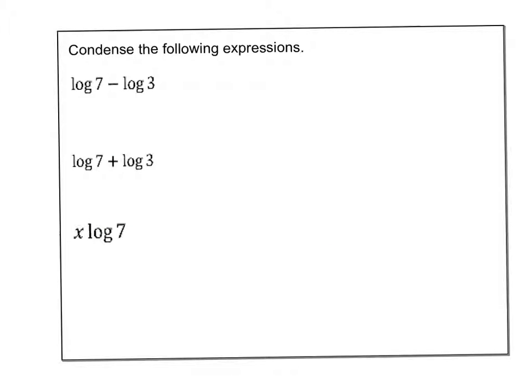So in these examples, we're condensing the expression. We're going to make them shorter or smaller. When something gets condensed, it's going to shrink. So if it's long like this, you want to look at that middle math expression. So here it's subtraction. So subtraction then turns into division. It's the opposite. So here we'll have log of 7 divided by 3. And you can just leave it just like that. And notice there's no base here, so it's a common log, which means the base is 10.